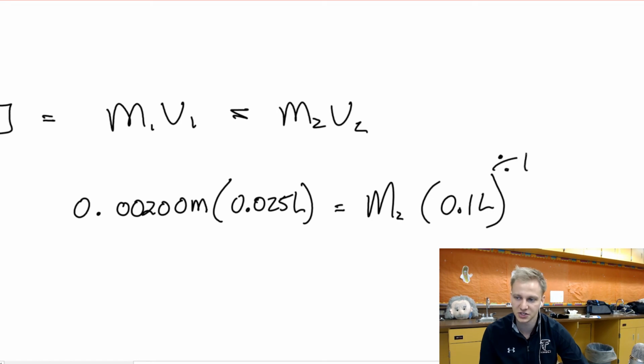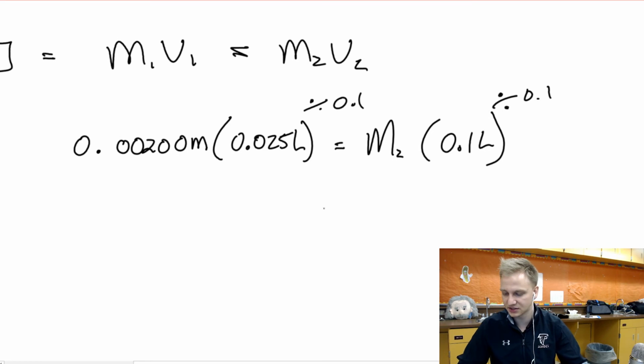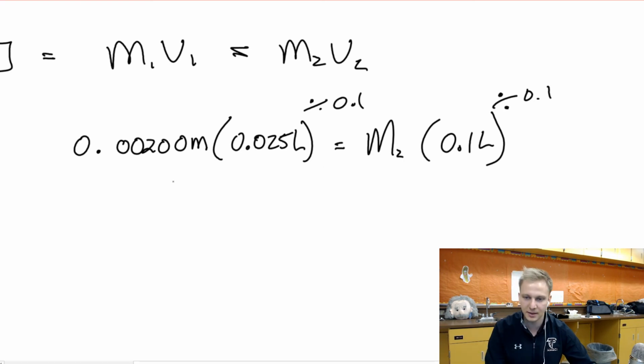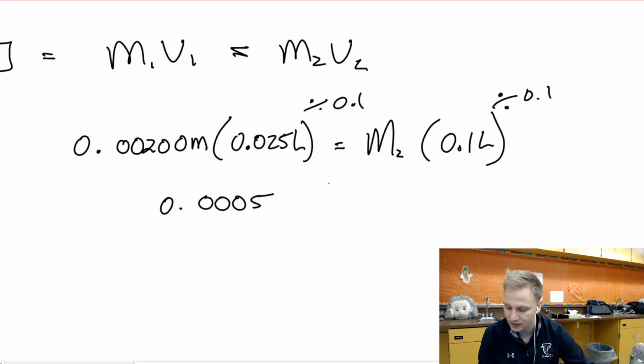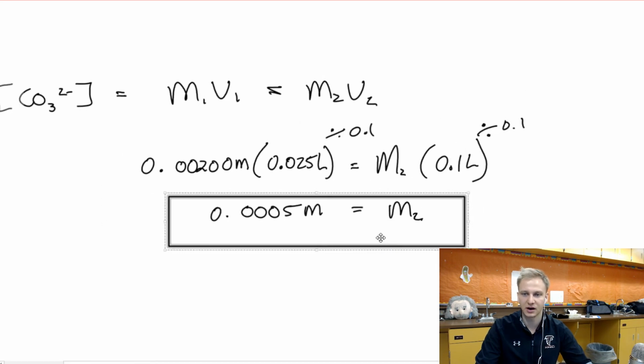To solve for this, again, we divide by that 0.1 on both sides. And when we combine all of that information together, 0.002 times 0.025 divided by 0.1, we end up getting 0.0005 molarity, which is equal to the M2. So now I'm going to put a box around this so that we can keep track of where our answers are.